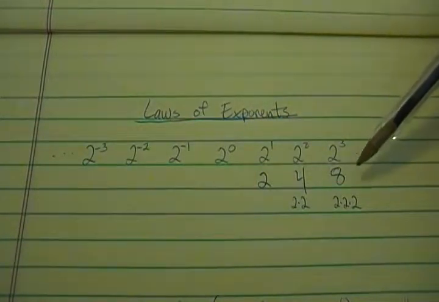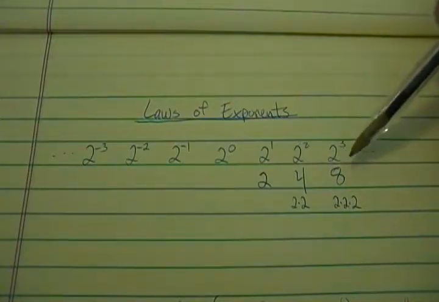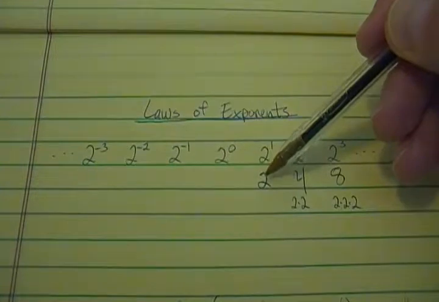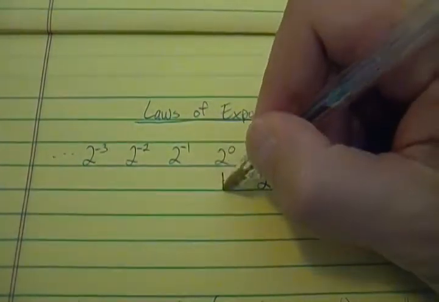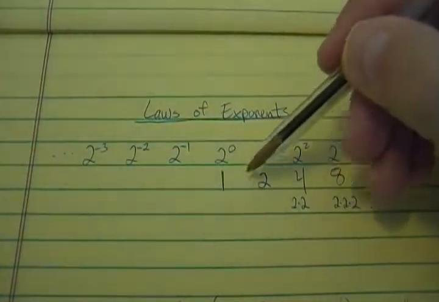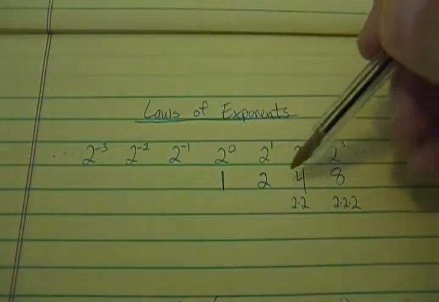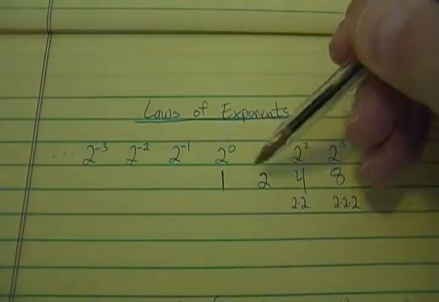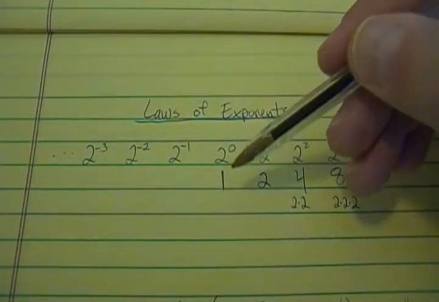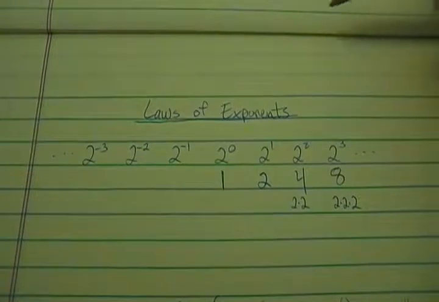But if you move from the right to the left, you're dividing by 2. 8 divided by 2 is 4, 4 divided by 2 is 2, 2 divided by 2 is 1. So 2 to the 0 power equals 1. It has to in order to fit the pattern that when you're moving from the right to the left, you're dividing by 2 each time. And really anything raised to the 0 power is always going to equal 1.